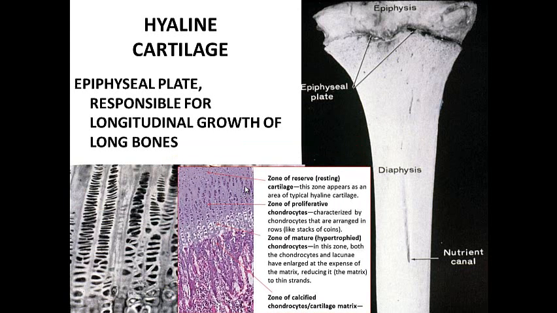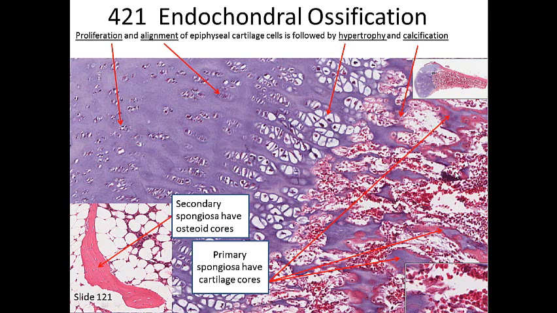And so here you can see the different zones of the cartilage, as in the reserve, proliferation, hypertrophy, and calcification. See those again and again. Here we see primary spongiosa. The primary spongiosa has cartilage in its core. The secondary spongiosa has osteoid in its core that we can see right there.